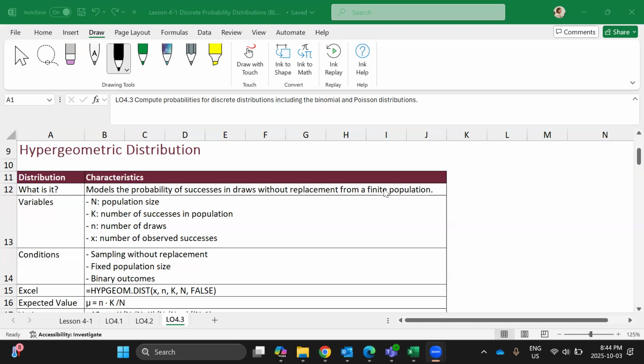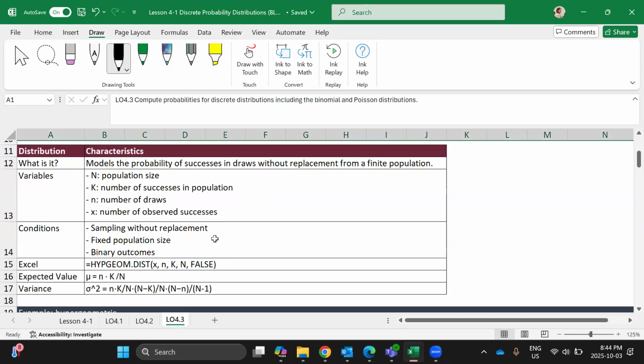And n is the number of draws. If you're getting a poker hand, that would be five cards in classic poker. And for X, the number of observed successes, that's what you're looking for. So if we're specifically looking to count aces and we want the probability you have two of them in your hand, X, the number of observed successes, would be two.